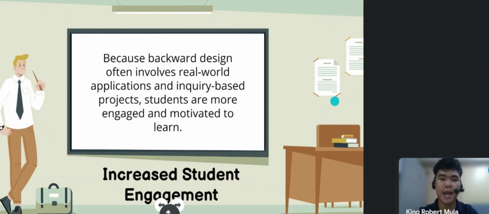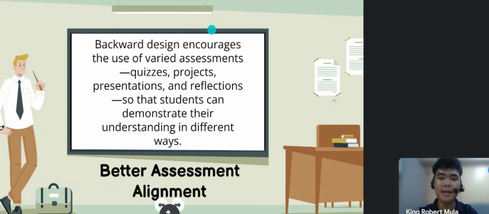Next is better assessment and alignment. First, clearer expectations for students. When the end goal is clearly defined from the start, students know exactly what is expected of them. So they are not surprised by assessments that seem disconnected from what they have learned. Instead, every assignment or project feels like a natural progression towards demonstrating their understanding.